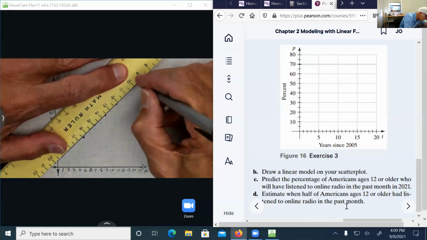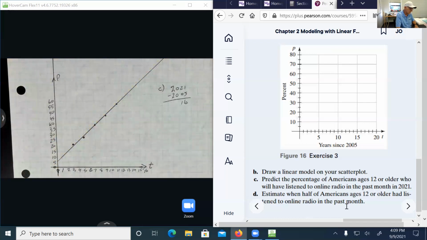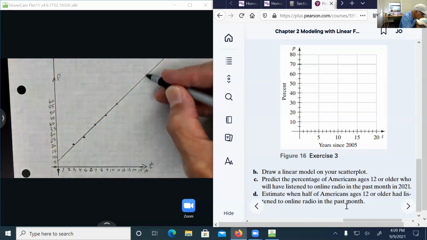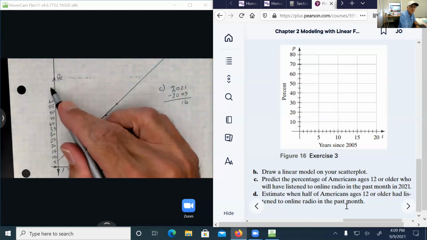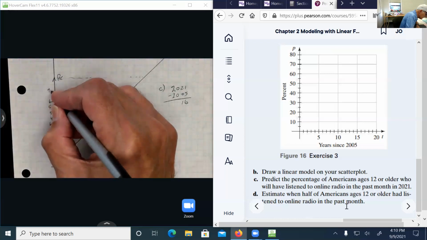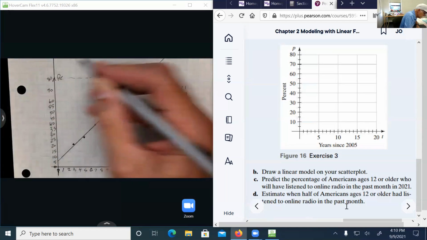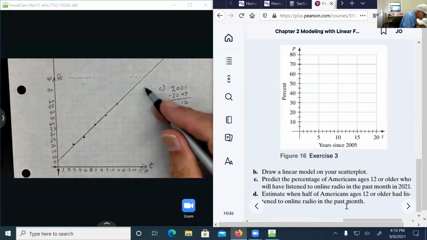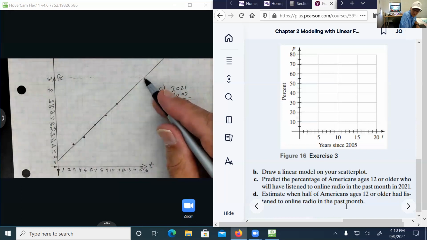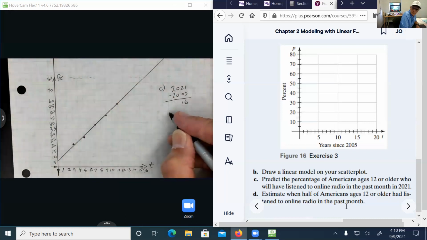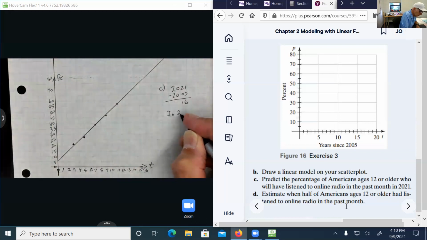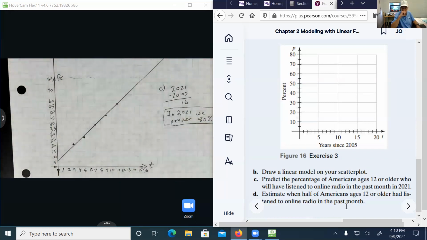This is predicting beyond the data. So for part C, I'm going to be using 16. I'm going to come up to the line, and then come over to the percentage. And I'm going to need to do some more labeling here. Here's 65, 70, 75, 80. So it looks like about 80%. In the year 16, that's 2021, which is this year, it's 80%. So the answer in 2021, we predict 80%. This is the answer to C.